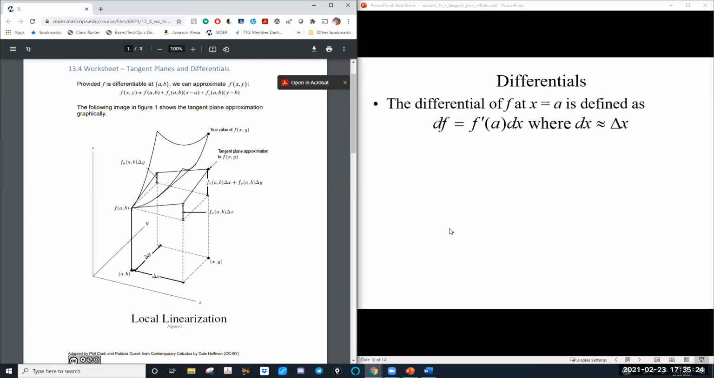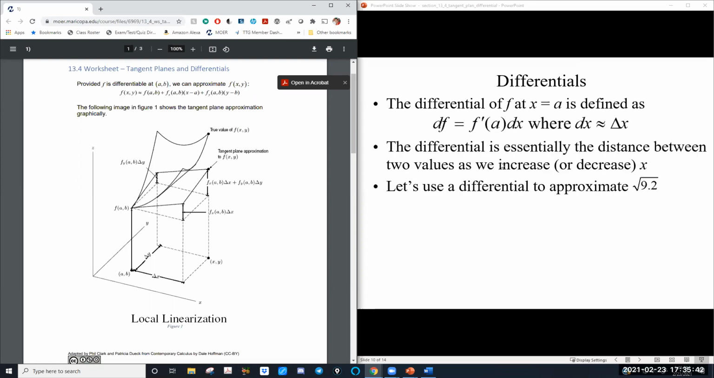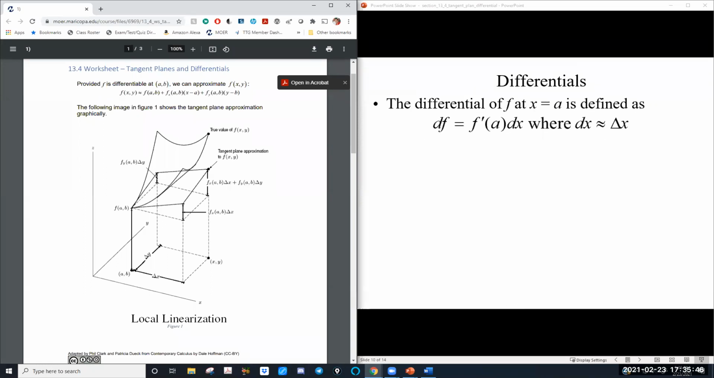And now let's talk about the differential. So the differential is the actual change represented in the tangent line. In 2D, the differential is f prime, which is our slope, times our change in x. We're not going to do that one right now, but I want you to see where this is coming from.